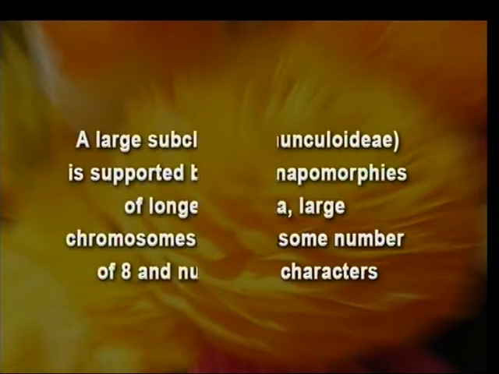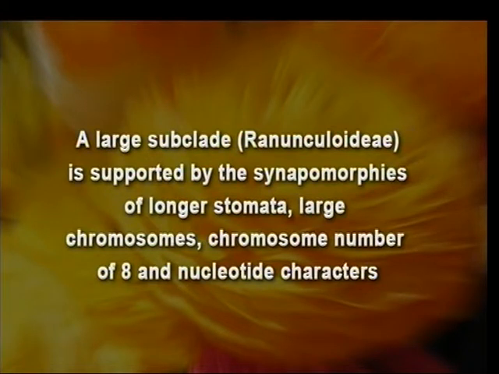A large subclade is supported by synapomorphies like longer stomata, larger chromosomes, a chromosome number of 8, and nucleotide characters. Furthermore, the reduction in the number of ovules per carpel and the evolution of achenes have occurred several times within the family Ranunculaceae.